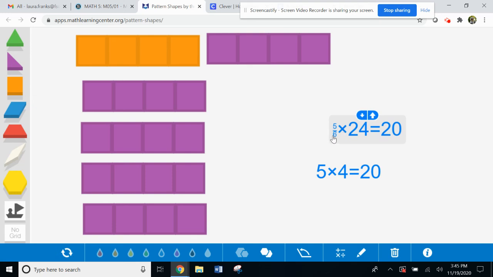So the takeaway is you could use a visual to help you figure out how to multiply fractions times whole numbers. You're really dividing. It says multiplying, but you're really dividing. And the denominator tells you how many equal groups you should have. And the numerator tells you how many of those groups you're focused on. So here we would have 5 out of our 6 groups. There are 24 altogether. And the 5 of the 6 groups is equal to 20.